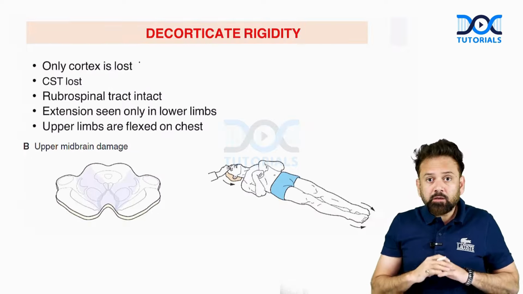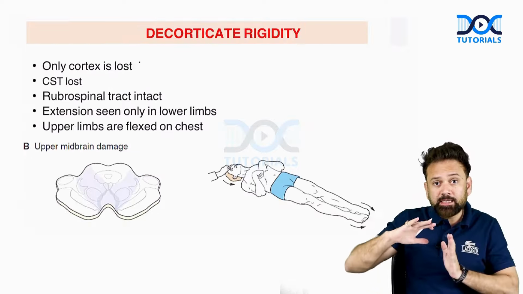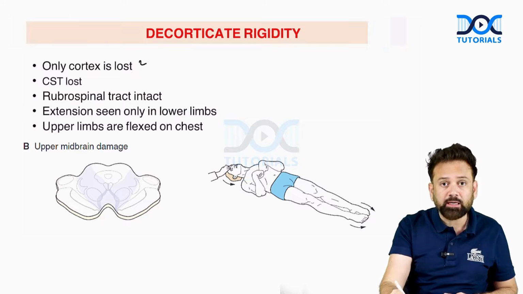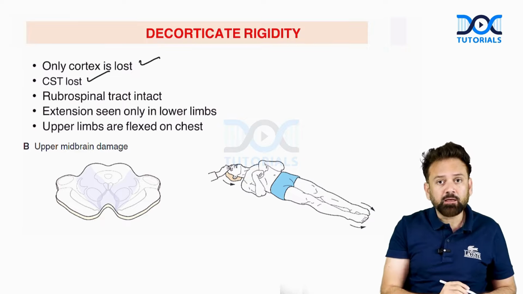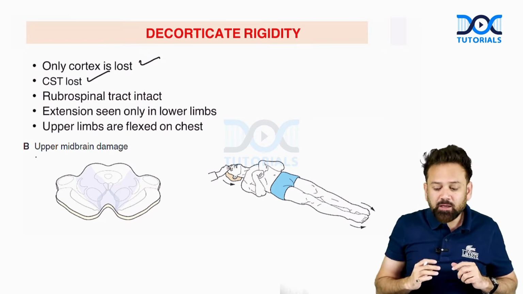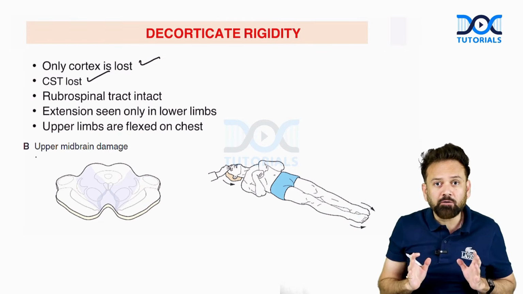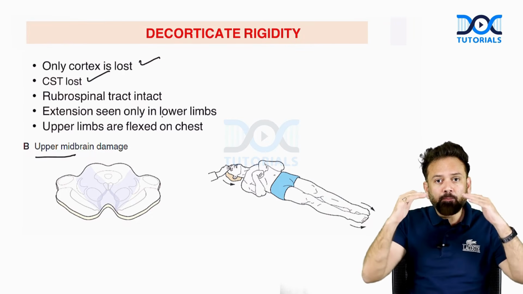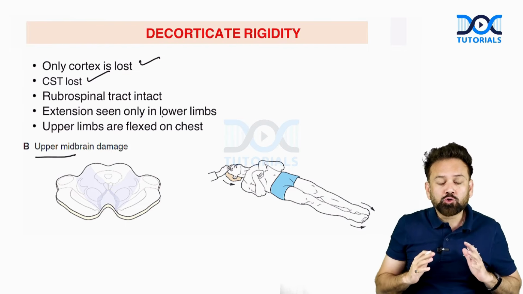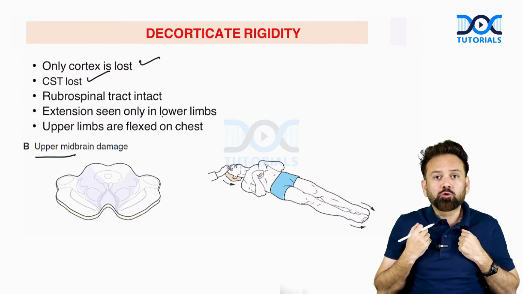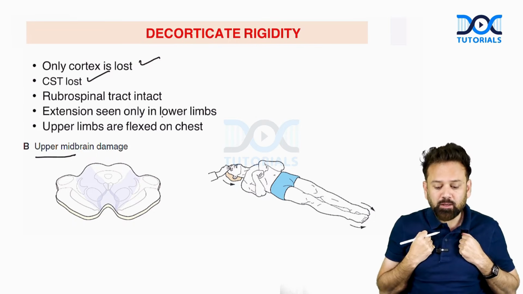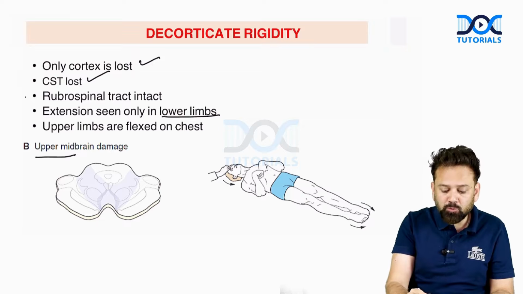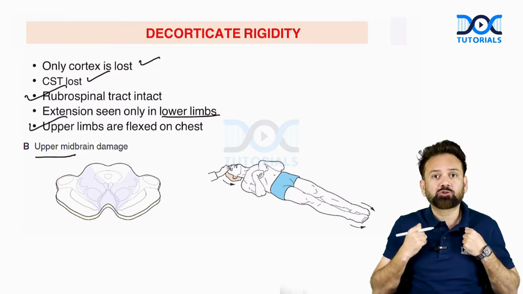Now, there is decortication and decerebration. If only cortex is lost, it is called decortication. Corticospinal tract lesion will be there, but rubrospinal tract will be intact. Midbrain is not involved, there is no upper midbrain damage. It means midbrain, pons, and medulla are intact, only cortex is gone. So hands will be on the top. Why? Rubrospinal tract is intact, so the hand will be flexed. Extension will be seen only in the lower limb. Because rubrospinal tract is intact, the upper limbs are flexed on the chest.